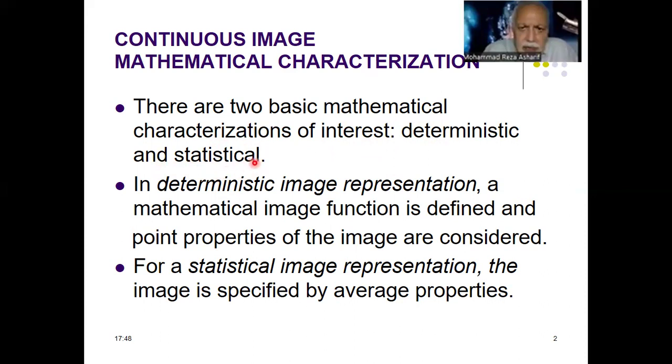In a deterministic image representation, a mathematical image function is defined and point properties of the image are considered. For a statistical image representation, the image is specified by averages.